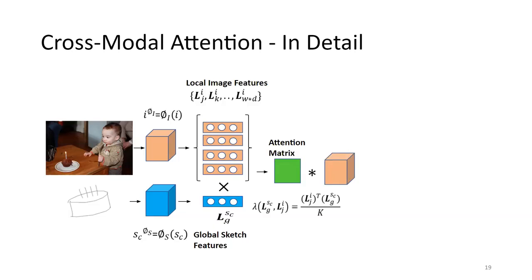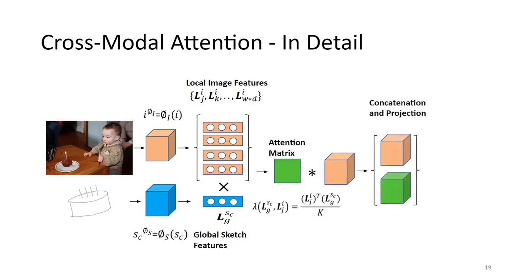The attention matrix is multiplied with the image feature map to obtain attended image feature maps, which is then depth-wise concatenated with the original feature map. The concatenated feature maps are then projected to a low dimension space and is then passed through a region proposal network to generate region proposals which are relevant to the query sketch.